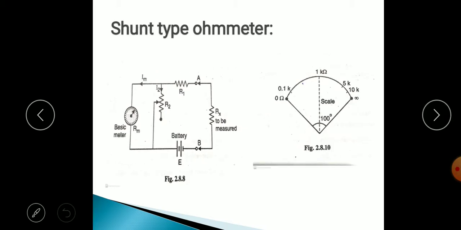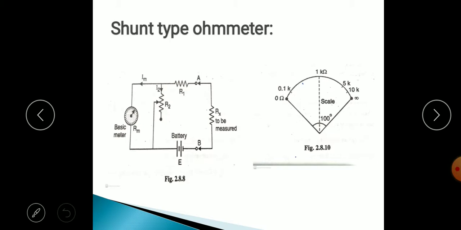Next one is shunt type ohm meter. The battery E, adjusting resistance R, meter and a switch S are connected. Terminals A and B are for measuring unknown resistance. When it is connected across them, the unknown resistance is marked as Rx. Switch S is for disconnecting the battery when the meter is not in use.